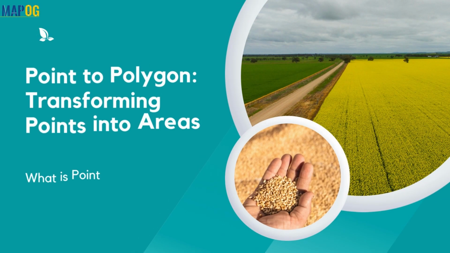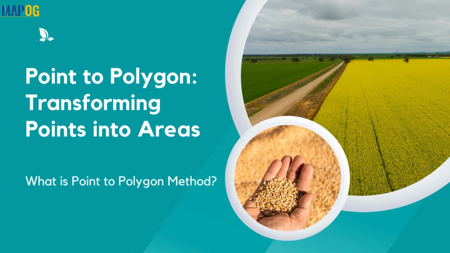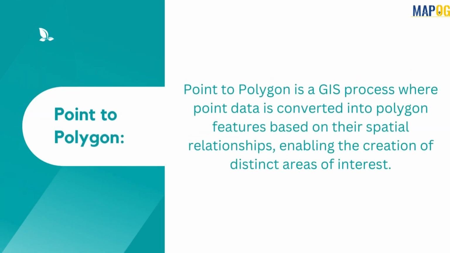Have you ever wondered how to transform your point data into effective polygon features? Well, you're in the right place. Point-to-polygon data is a method of converting point features into polygon features based on their spatial relationships.